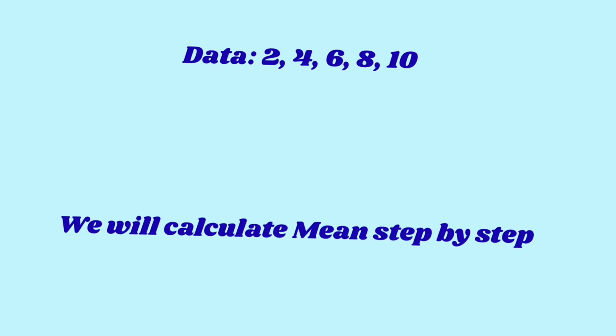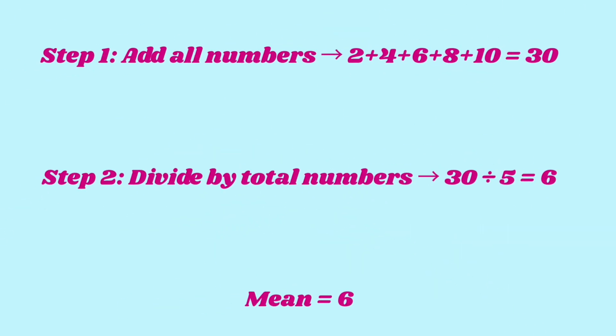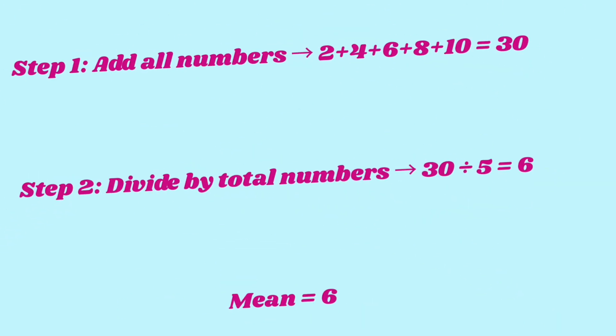So the first step will be to add all the numbers. 2 plus 4 plus 6 plus 8 plus 10 gives 30. Now the second step is to divide by the total numbers. So the total numbers are 5, and 30 divided by 5 gives us the mean, which is 6.